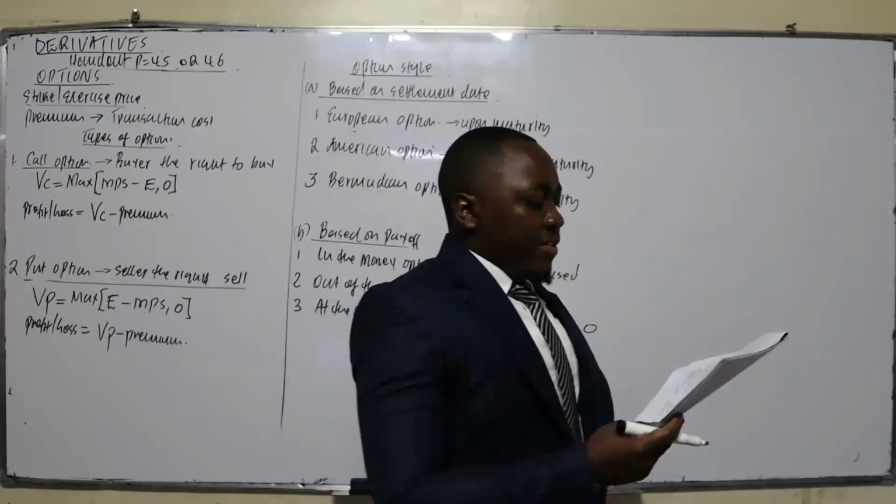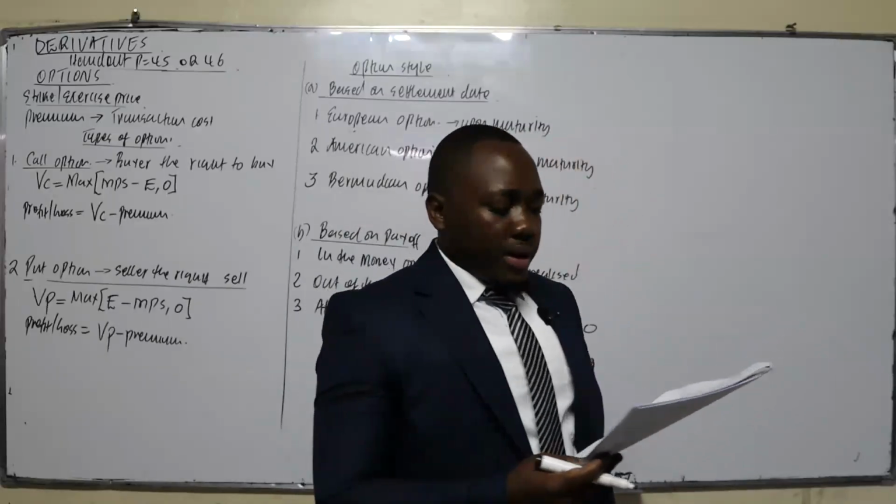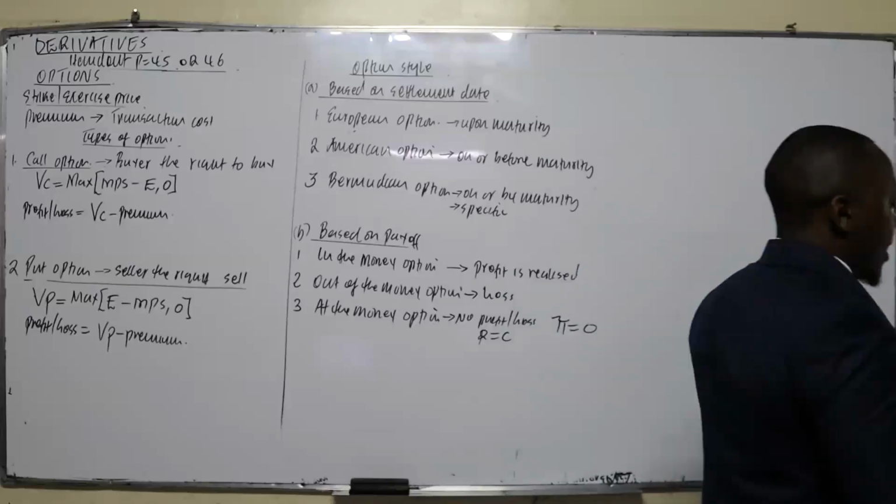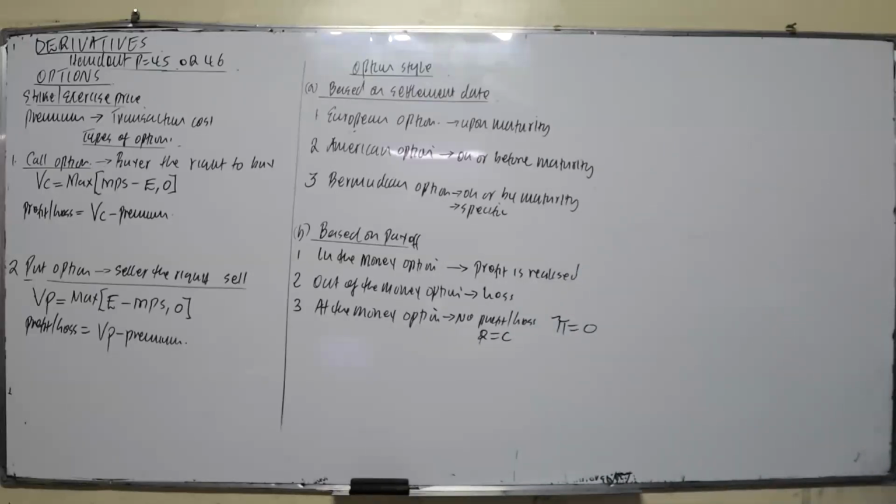Then we have the option categories based on the payoff. Number one, the in the money option, where if the option is exercised today, a profit will be realized. B, the out of the money option, where if the option is exercised today, a loss will be suffered. And C, the at the money option, where if the option is exercised now, there will be no gain or loss. That means you'll just break even.